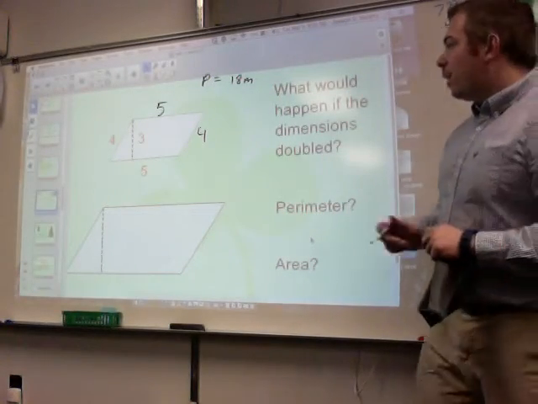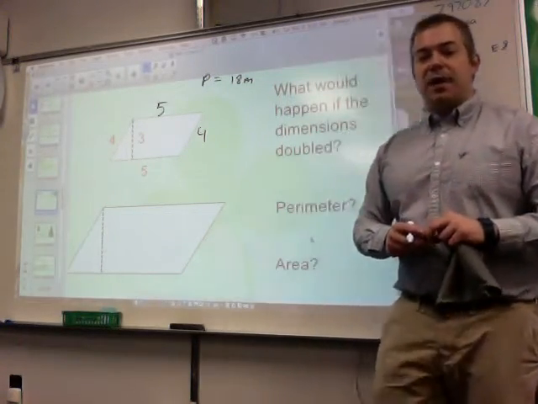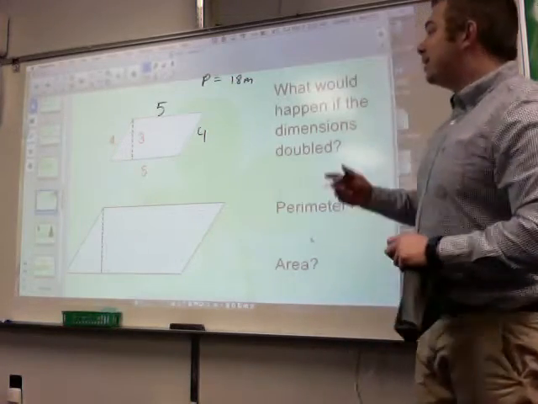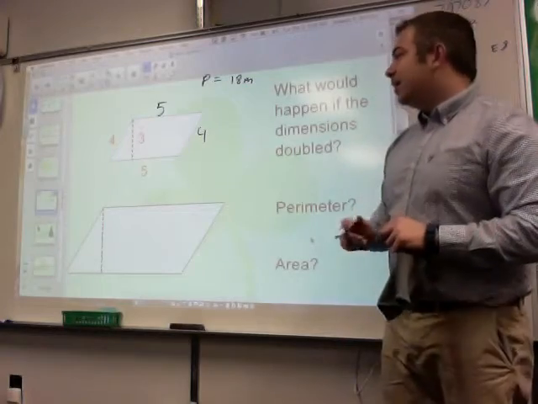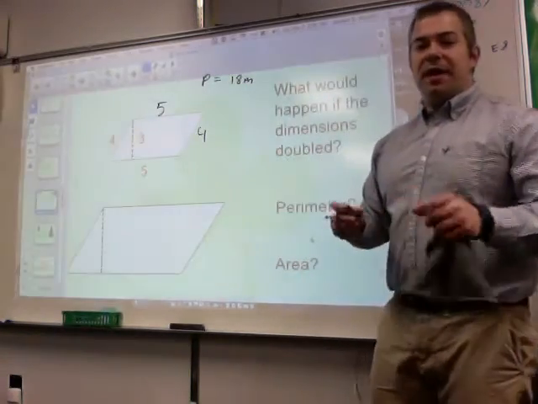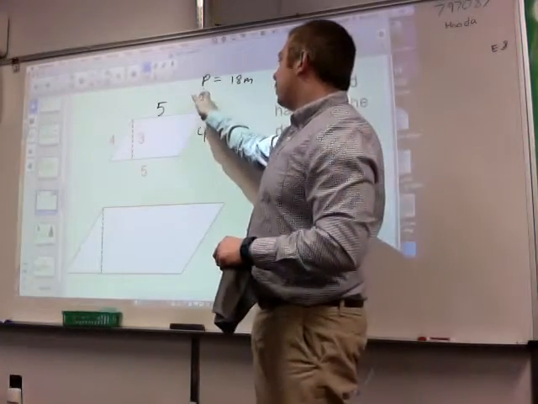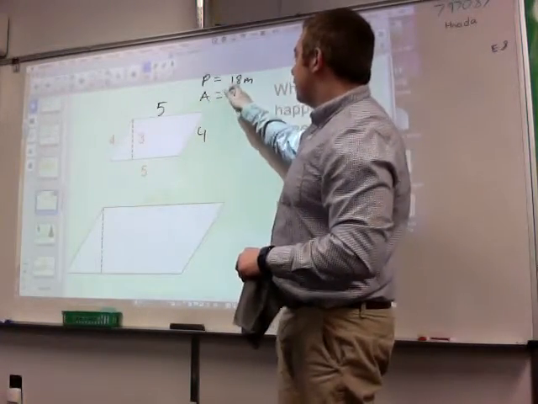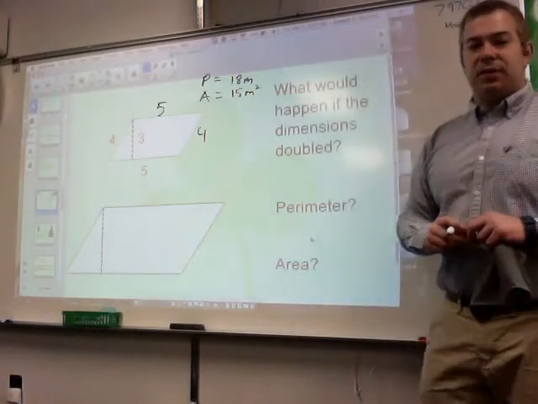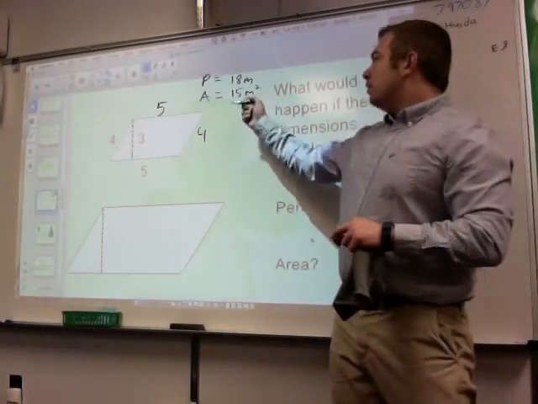Now what about the area? Who can remember how to find the area of a parallelogram? Yes, you. Oh yes, you're right. It is base times height. So I have a base of 5, a height of 3. The area of this parallelogram equals 15 meters squared. All right, so there we go.